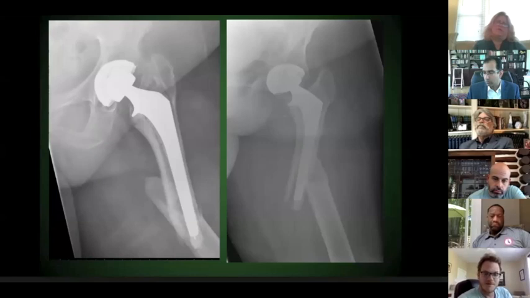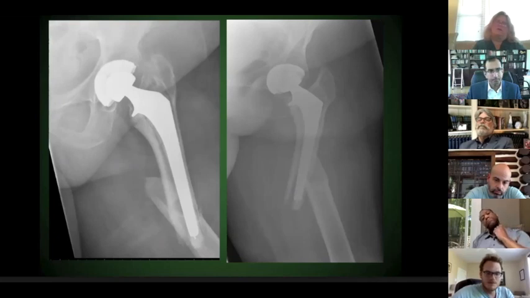So if you look at the x-ray very clearly, obviously there's evidence of subsidence. There's radiolucent lines throughout the proximal femur. You can see the collar actually has subsided into her lesser trochanter. And if you really critically look at the medial cement mantle, you can see a crack in the cement.